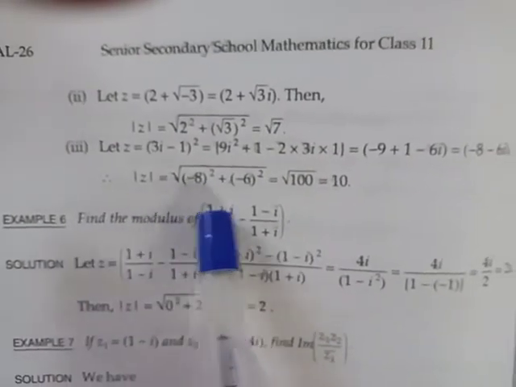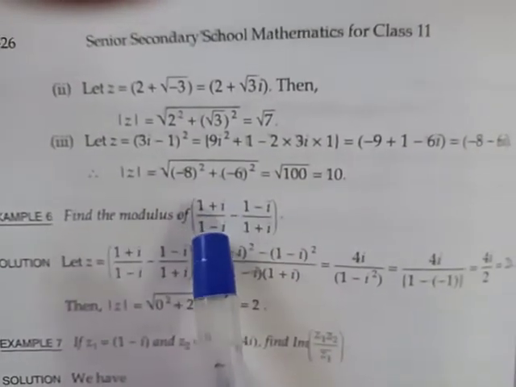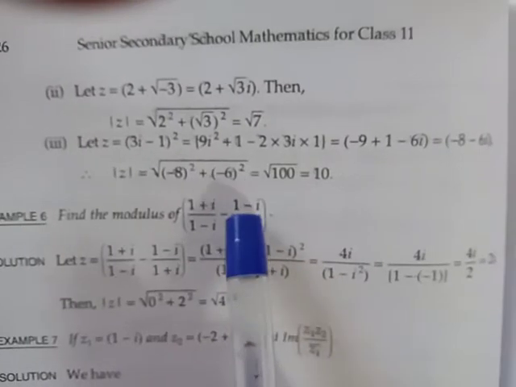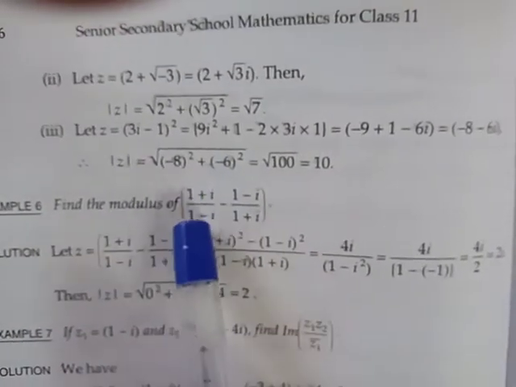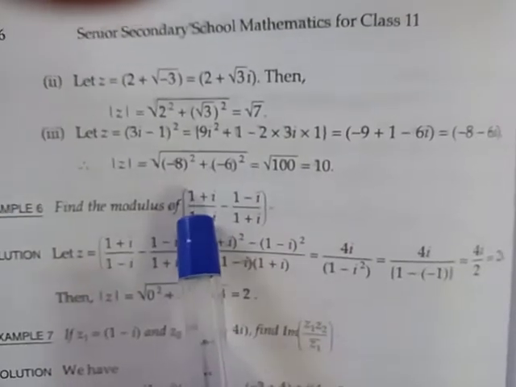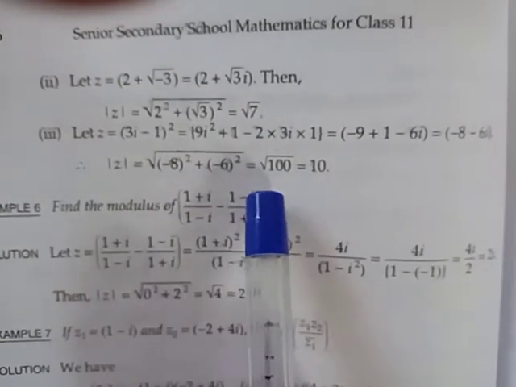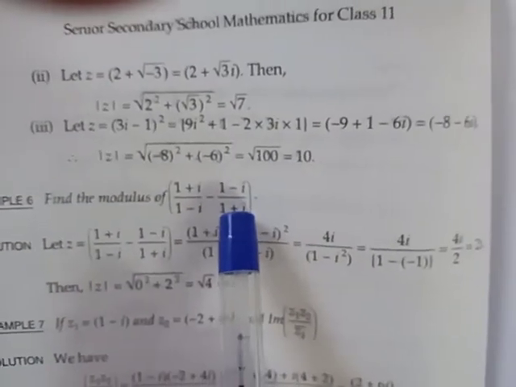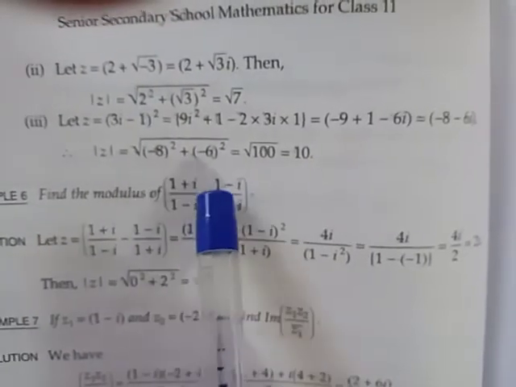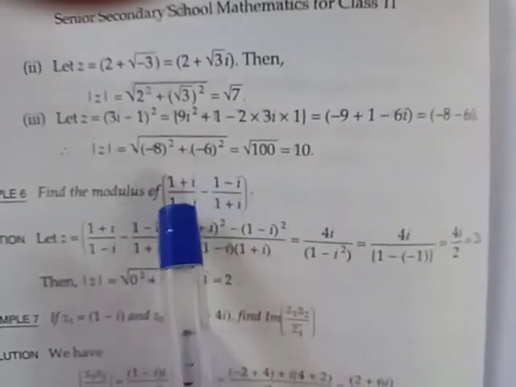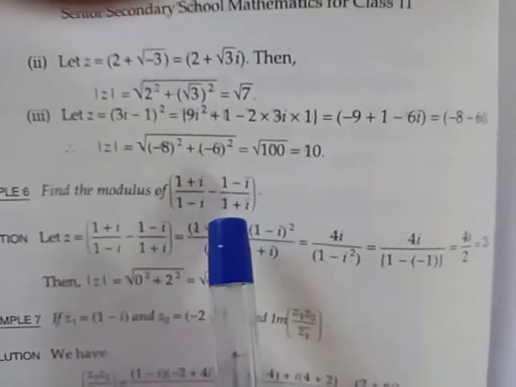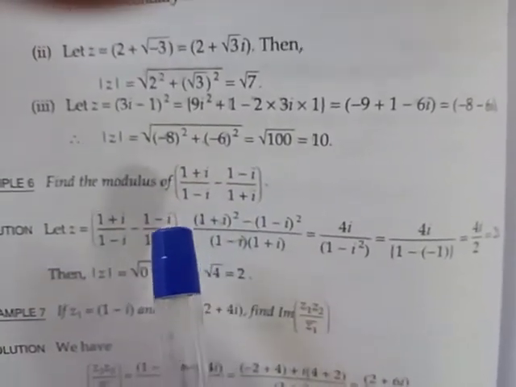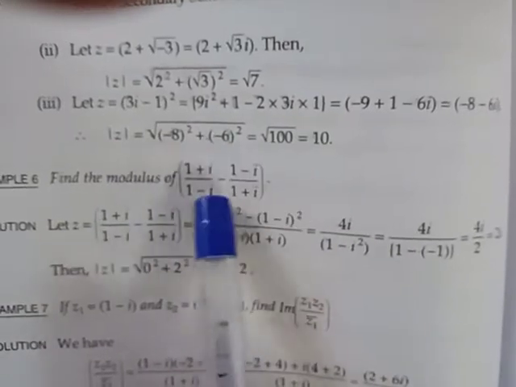Find the modulus of (1 plus i) divided by (1 minus i) minus (1 minus i) divided by (1 plus i). If you observe this, here a complex number is divided by another complex number, here also a complex number is divided by another complex number, and the resultant should be subtracted. So first we need to convert this into the standard form, that is a plus ib, otherwise x plus iy, and then we can simplify this.